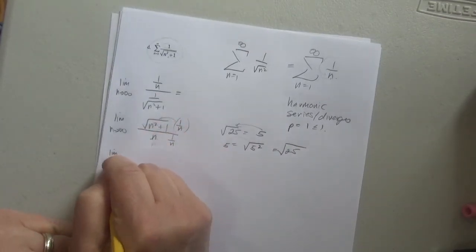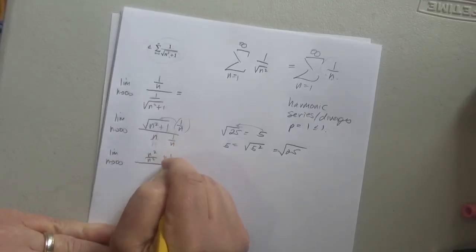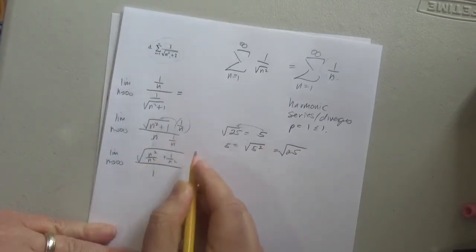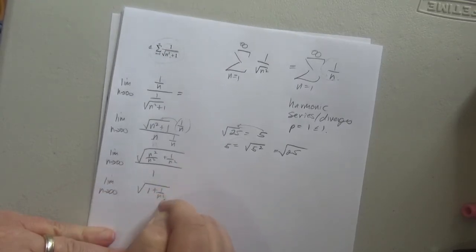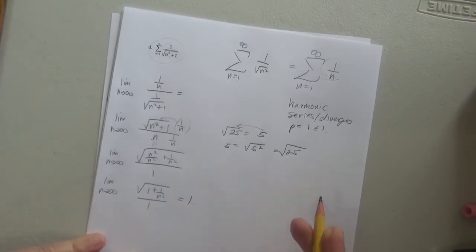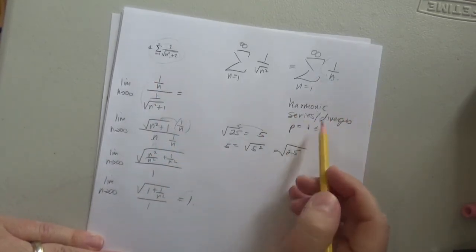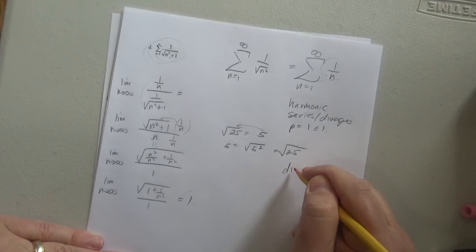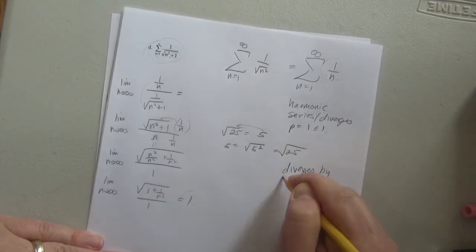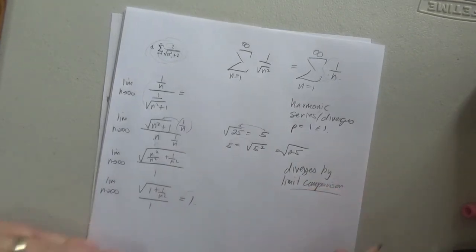So this is the limit as n approaches infinity of n squared over n squared plus 1 over n squared, square root, over 1. This is the square root of 1 plus 1 over n squared over 1, which is equal to 1. So this is not 0. Therefore, I've chosen wisely, meaning that these two series behave the same. So this guy diverges because it's a harmonic p series. Diverges, so therefore this one diverges as well. So I'm just going to add: diverges by limit comparison, and I'm all set.